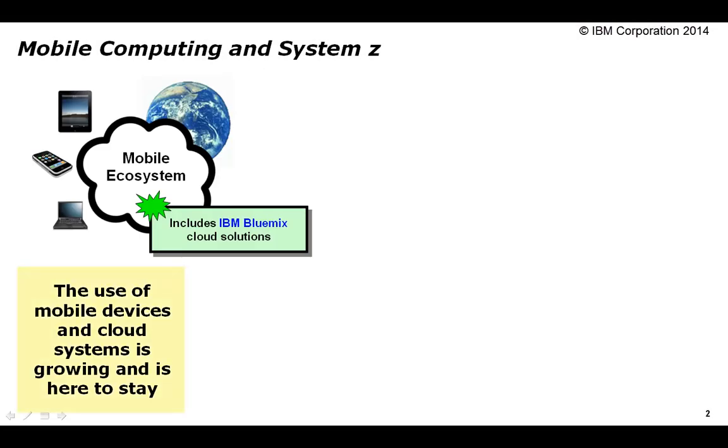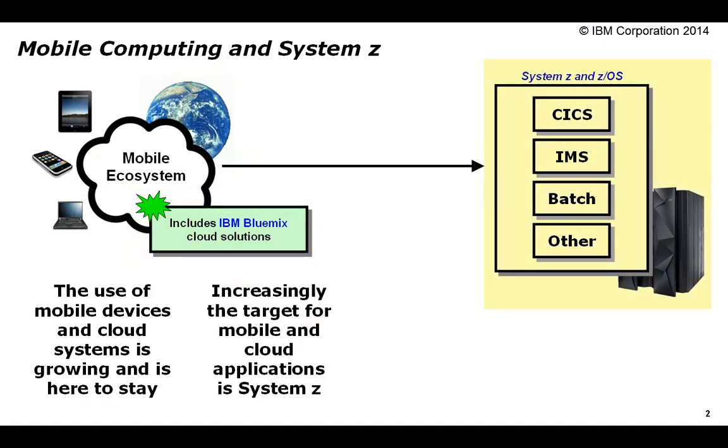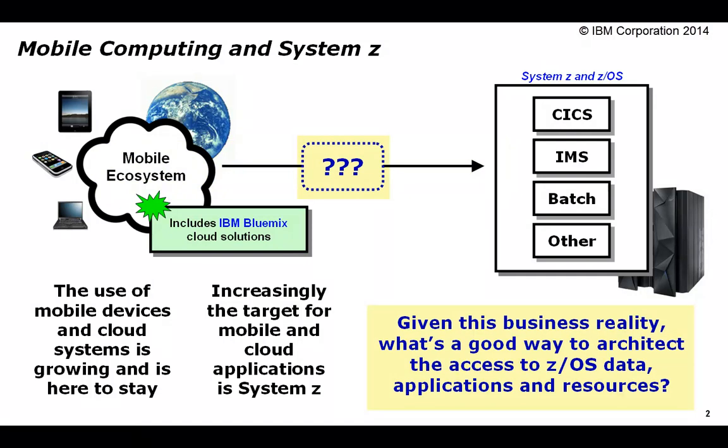Mobile computing is everywhere. It's growing every day, and it's here to stay. In addition to mobile devices, cloud-based solutions such as IBM's Bluemix are growing in popularity. Because System Z and zOS have a long history of being the mission-critical system of record, mobile devices and other systems have a need to access the mainframe. The question is then how to best design the architecture for accessing programs, applications, and data on zOS.